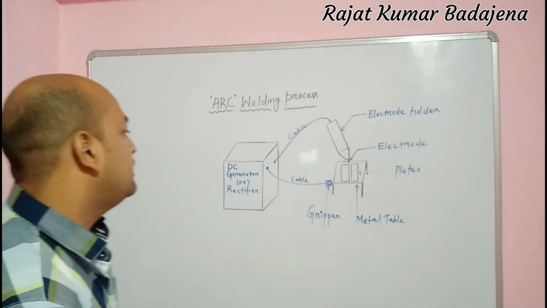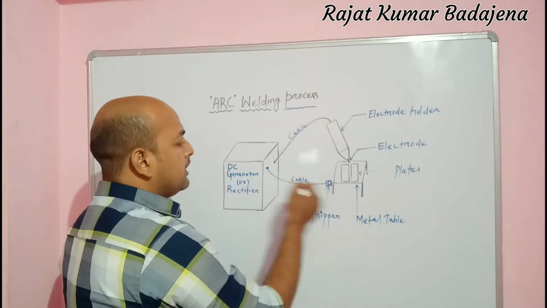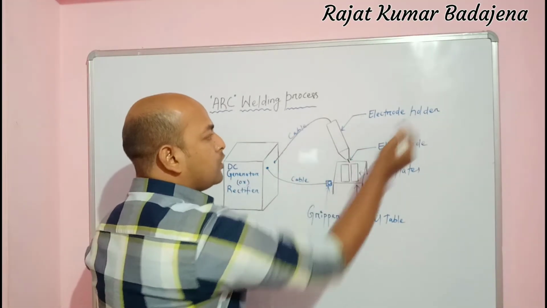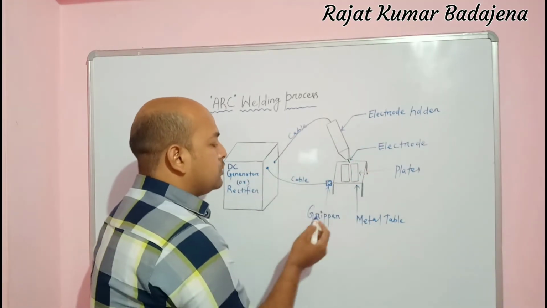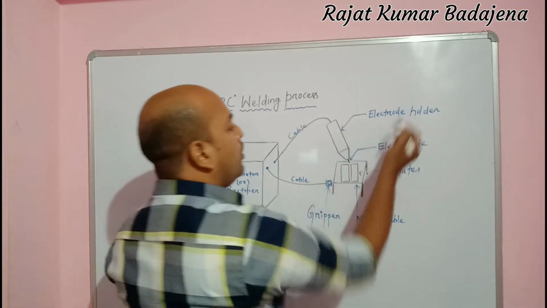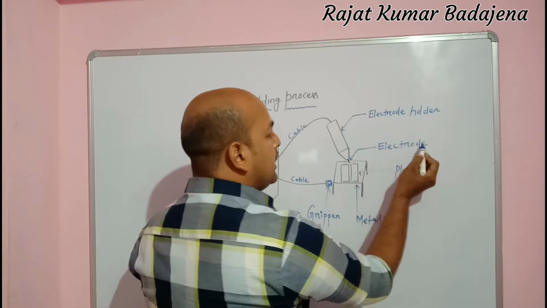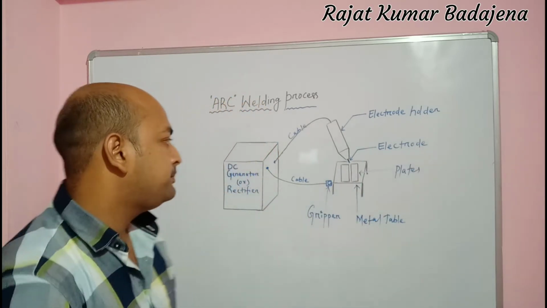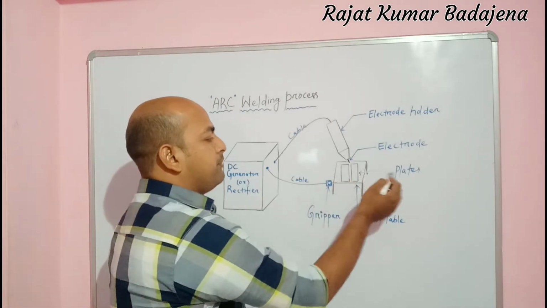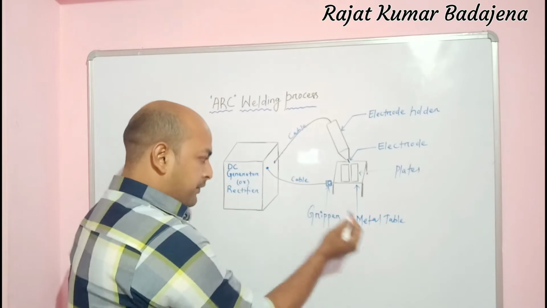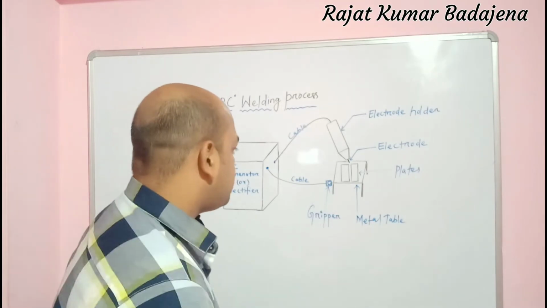So here you can see the two cables are connected: one cable is connected to the electrode holder and the second one is connected to the gripper. Okay, so this is the electrode holder and this is the electrode. You can see the tip is known as the electrode. These are the metal plates that will be joined together. This is the gripper, this is the metal table.